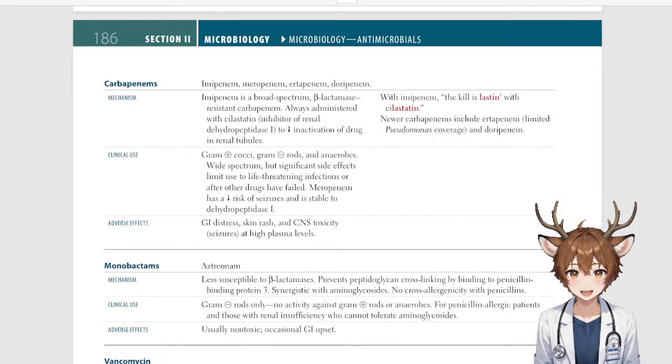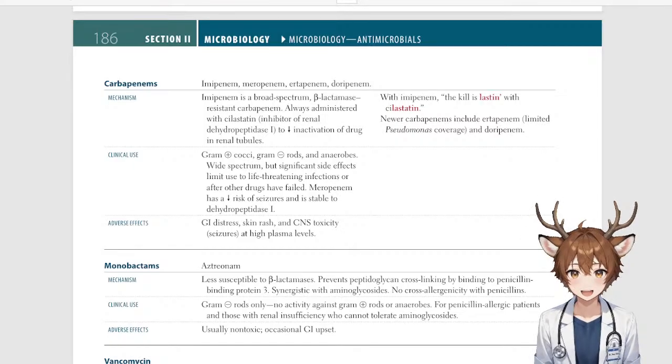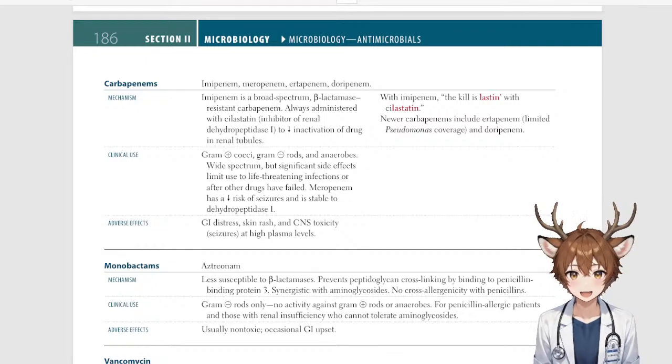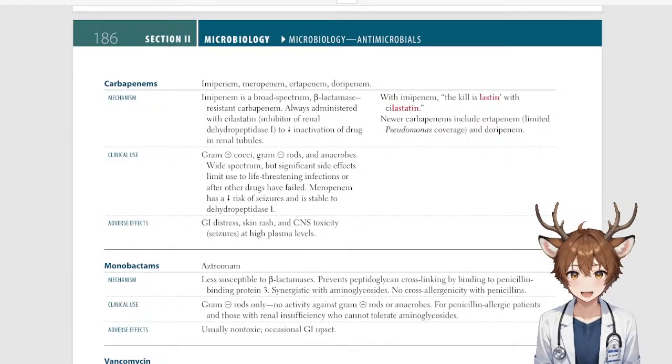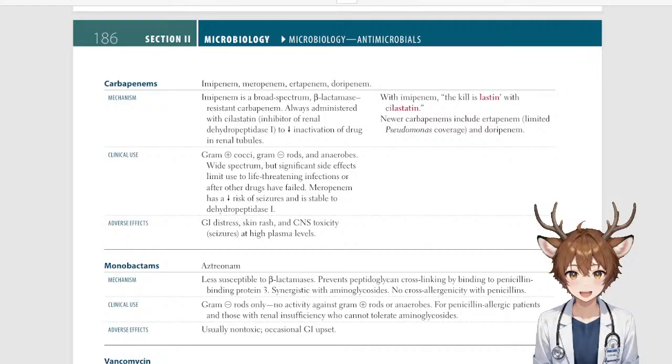What about clinical use? Gram-positive cocci, gram-negative rods, and anaerobes. Wide spectrum and significant adverse effects. Limit use to life-threatening infections or after other drugs have failed. Meropenem has a decreased risk of seizures and is stable to dihydropeptidase 1. What about the adverse effects? GI distress, rash, and CNS toxicity like seizures at high plasma levels. The mechanism of resistance? Inactivation by carbapenemases produced by, for example, Klebsiella pneumoniae, E. coli, and Klebsiella aerogenes.